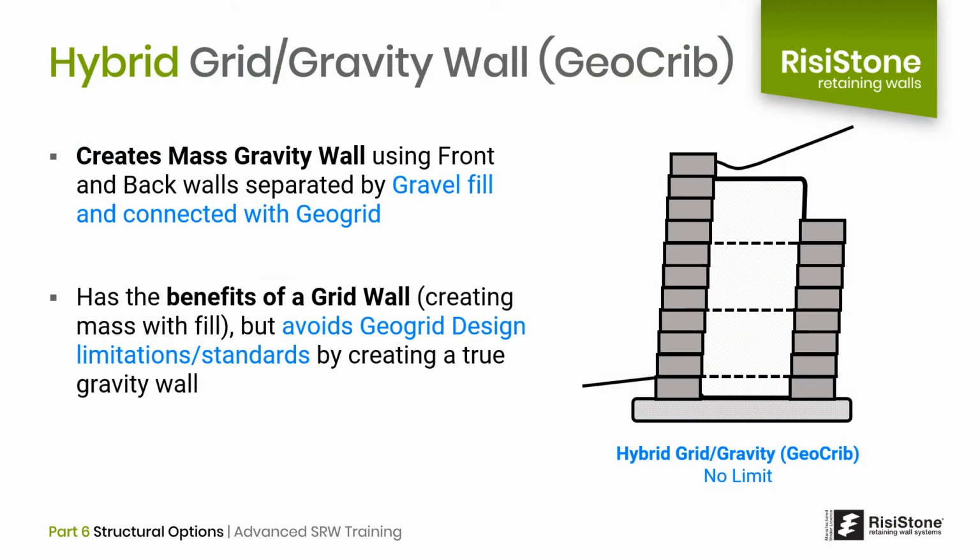When we need to create greater wall depth in our gravity structures that exceed what we can practically do with multi-depth or incremental multi-depth walls, another option is the hybrid grid gravity wall. Basically, we are creating a type of geogrid crib where the facing is connected to a back wall with a geogrid instead of concrete tiebacks. As with a crib, the space between is filled with compacted free-draining gravel.